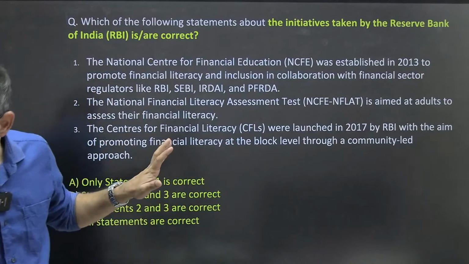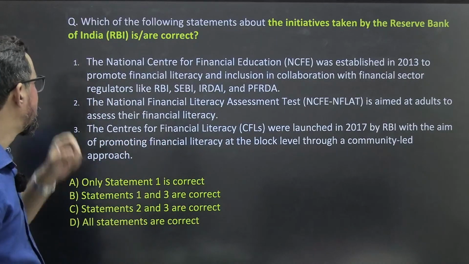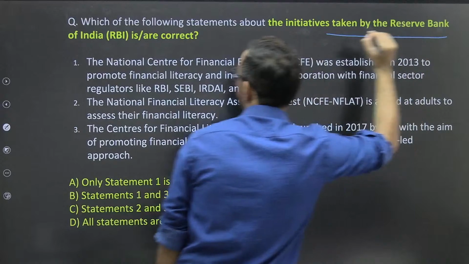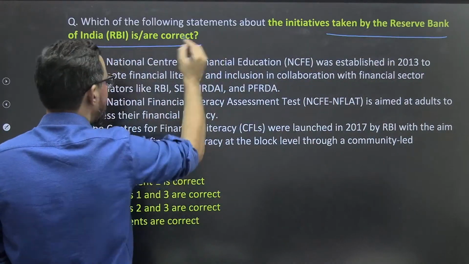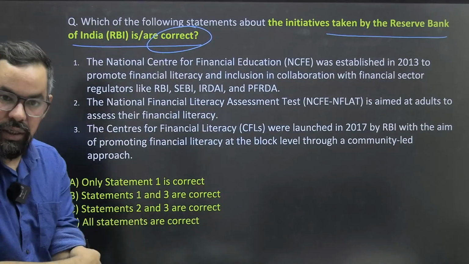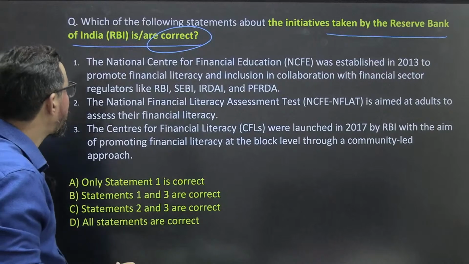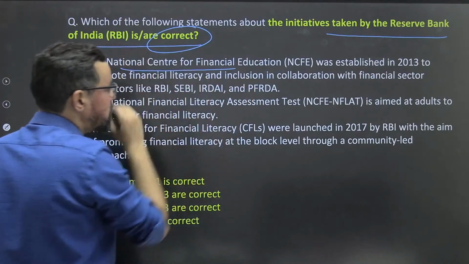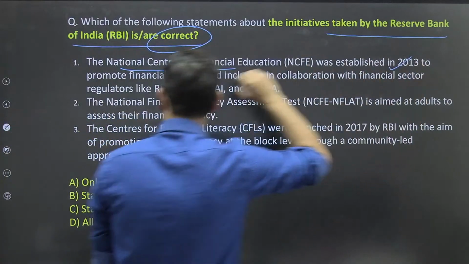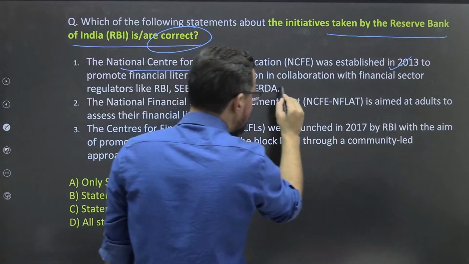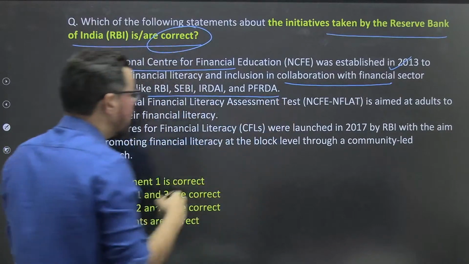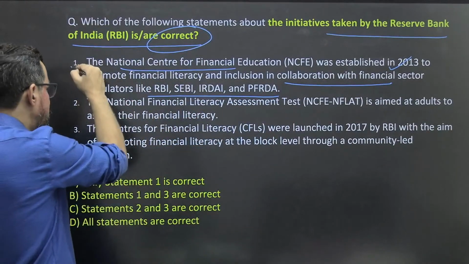All right, guys. Yes, let's go to the next question. Which of the following statements about the initiatives taken by RBI are correct? Regarding financial literacy and inclusion, these are major initiatives generally taken by RBI. The National Center for Financial Education was established in 2013. Correct, okay, to promote financial literacy and inclusion in collaboration with financial sector regulators like RBI, SEBI, IRDA and PFRDA. So the first statement is true.